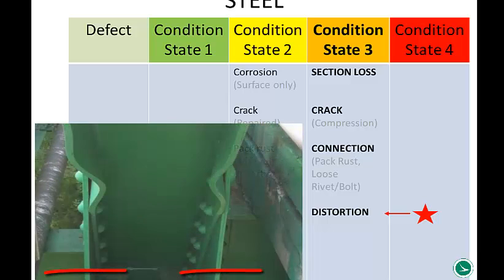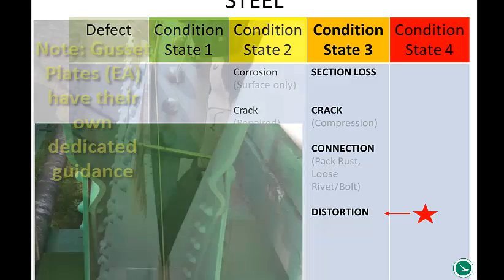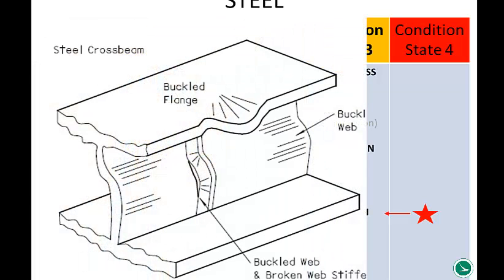So examples of distortion, structural distortions, when you see buckling or movement. Certainly gusset plates where we see distortion between the unbraced lengths. Those would be condition state 3 or 4. Buckled flange, broken web stiffeners, these are examples of condition state 4.